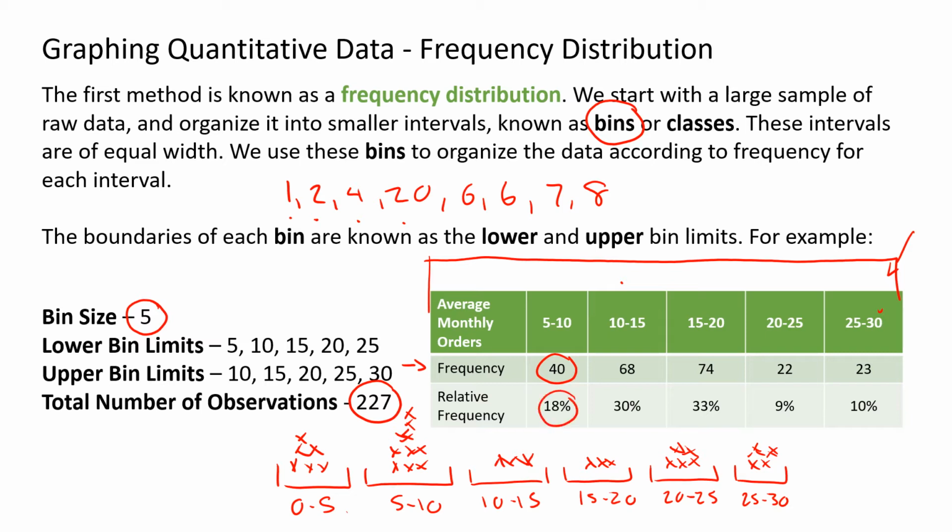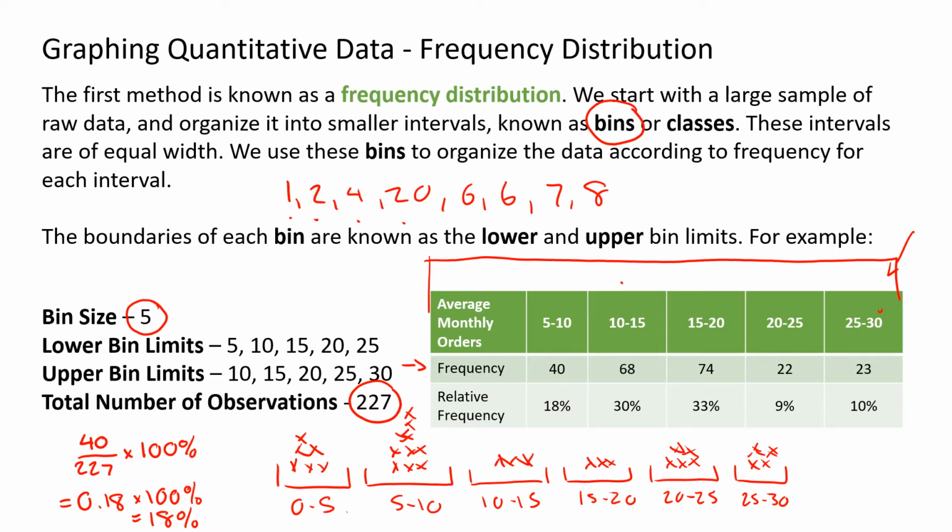So for this first instance, the relative frequency between 5 and 10 would be our frequency divided by our total number of observations, which is 227, multiplied by 100%. Okay, because if you just did 40 divided by 227, you'd get something like 0.18. But you multiply that by 100% to get it in a percentage, which gives us 18%. So that's how the relative frequency is calculated. Okay.